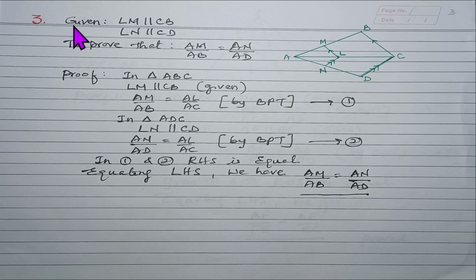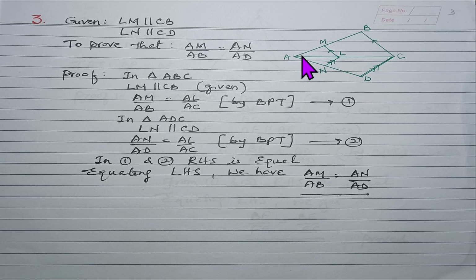Now coming to the next example, that is example number 3. Here in the figure we are given LM is parallel to CB, LN is parallel to CD. So LM is parallel to CB and LN is parallel to CD. Now we have to prove that AM upon AB is equal to AN upon AD. So let us understand this.